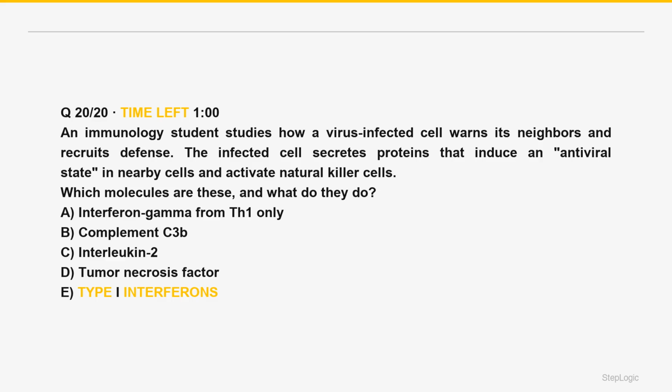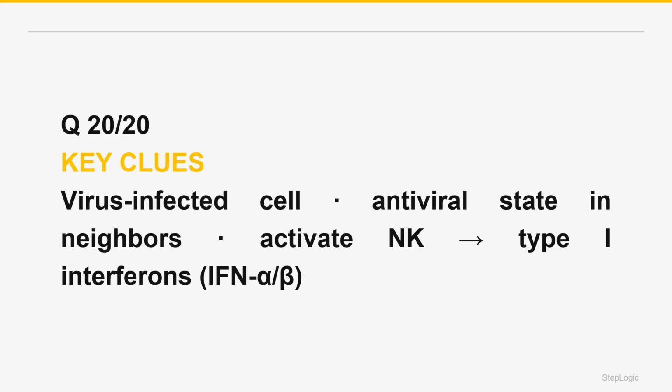Which molecules are these, and what do they do? An immunology student studies how a virus-infected cell warns its neighbors and recruits defense. The infected cell secretes proteins that induce an antiviral state in nearby cells and activate natural killer cells. Read the command: which molecules and their function. Type I interferons, IFN alpha and beta, from infected cells. They induce an antiviral state with RNase L and PKR, upregulate MHC-I, and activate NK cells.